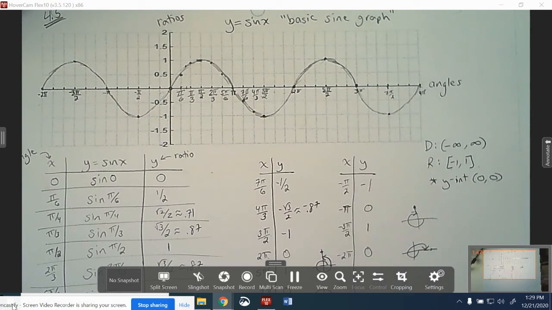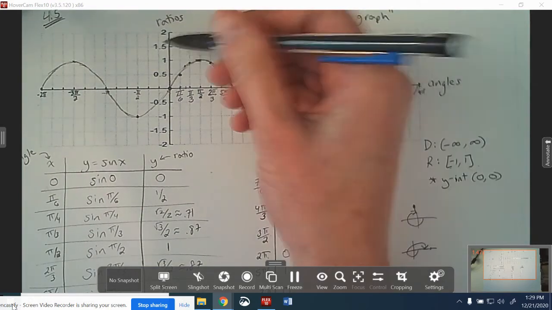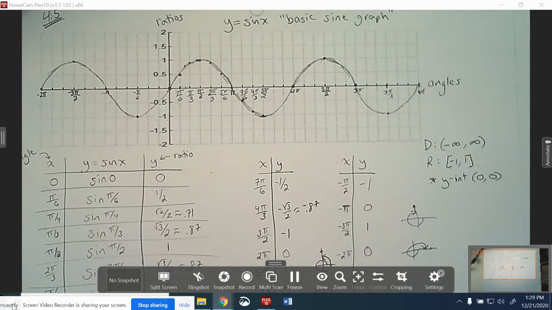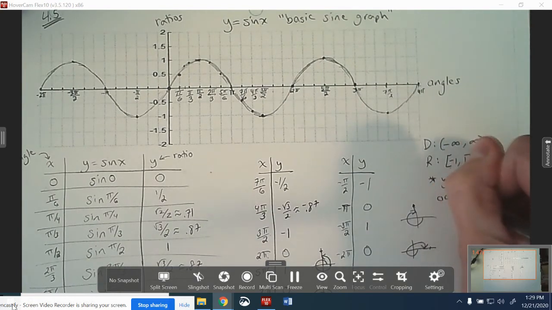Another thing to discuss here is whether this graph is even, odd, or neither. To be even, you'd have to be symmetric with respect to the y-axis. To be odd, you'd have to be symmetric with respect to the origin. We think of that as rotational, 180-degree rotational symmetry. So is this function even, odd, or neither? Your basic sine graph is odd.